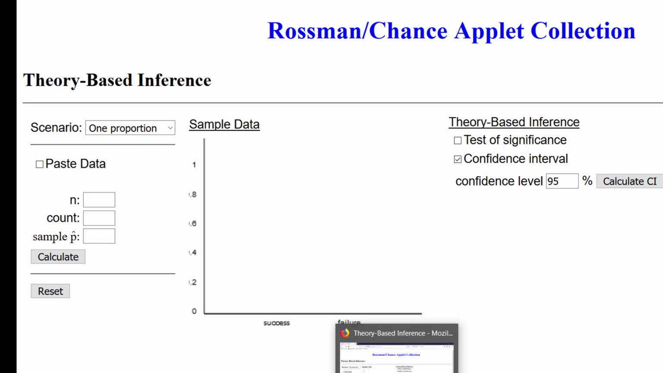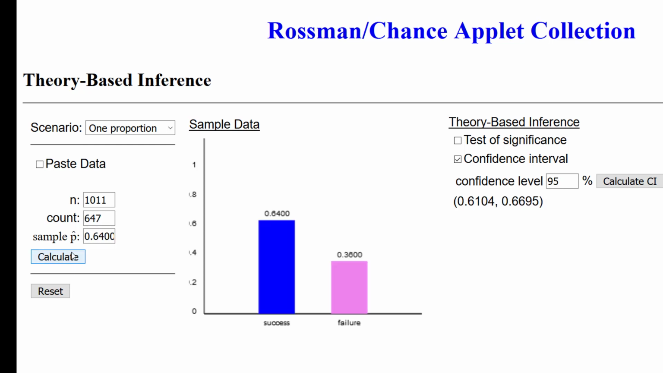So recall our sample size was 1,011. And we had a count, meaning number of successes, of 647. Hit calculate, and boom, there's your answer. So we got 0.61 approximately up to 0.67, which is exactly what we said it would be with the 2SD method. Now, this theory-based approach does give us a little bit more accuracy, but honestly, if you were going to give a contextual sentence, giving this in real-world terms about adult Americans drinking alcohol, I don't need to go beyond saying 61%. It would be silly to say 61.04%. So it would be fine for you to round this to 61% and 67%.